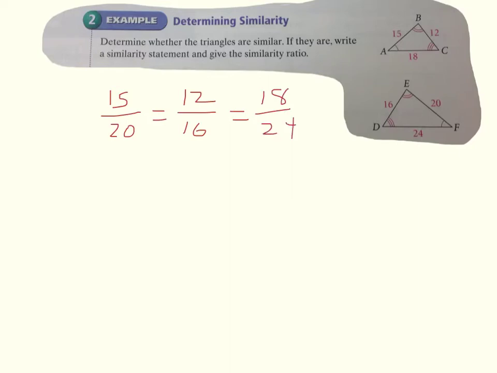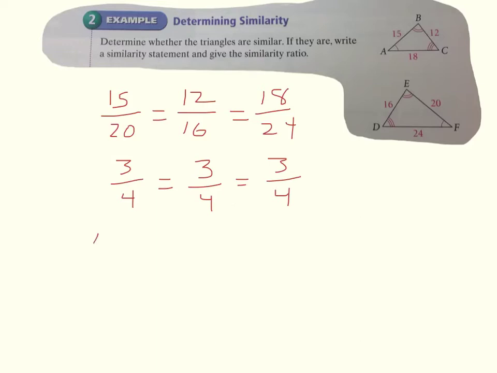Now let's reduce our fractions and see if they're equal. This reduces to 3 over 4, this reduces to 3 over 4, and this reduces to 3 over 4. So, since our angles are congruent and our sides are proportional, 3 to 4, the triangles are similar. So now we write our similarity statement.